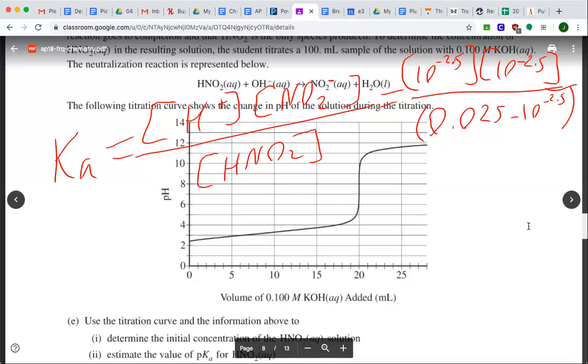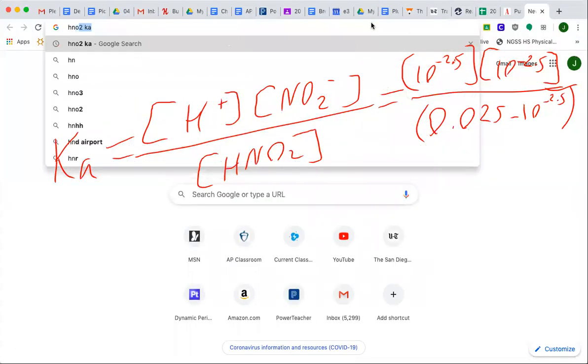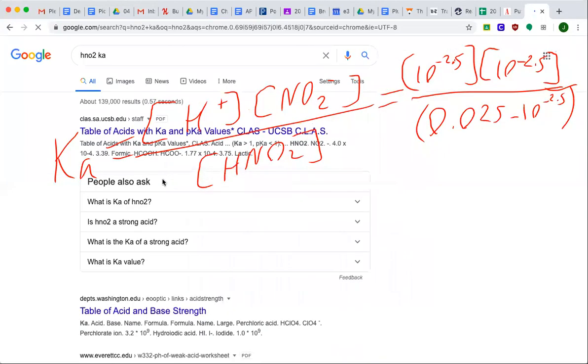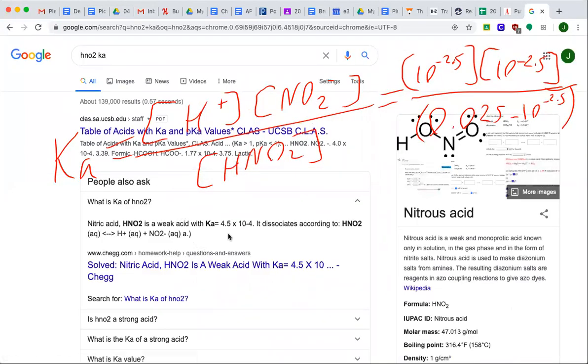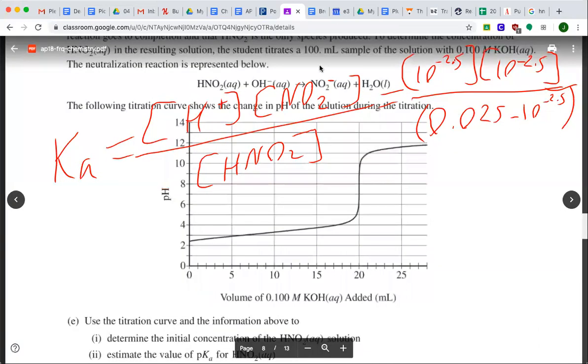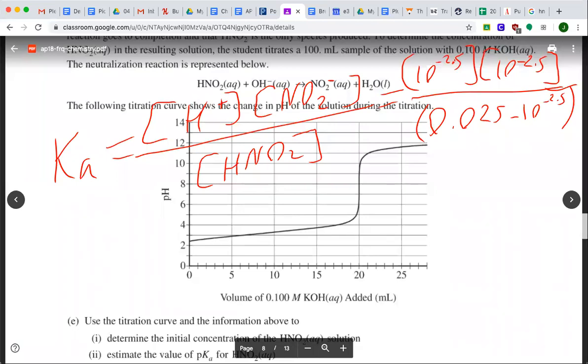Yeah, so I get 4.6 times 10 to the negative fourth, and let's see, we've got the HNO2 Ka. I just searched for it. And is that what we got? Yeah, 4.5 times 10 to the negative fourth. That's right. Okay, we did a great job. So that's correct, and that's going to give us the right answer. And then let's go back over to our test. Okay, and so that's the end of that business. Let's go ahead and move on.